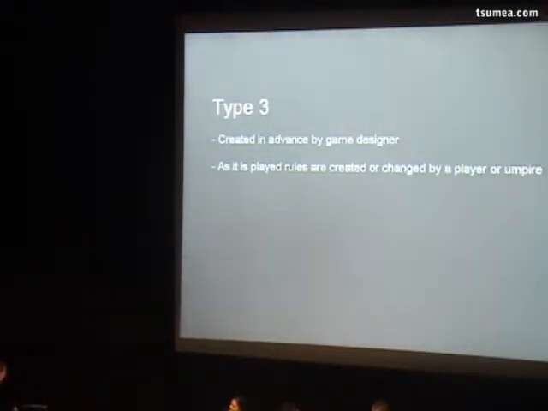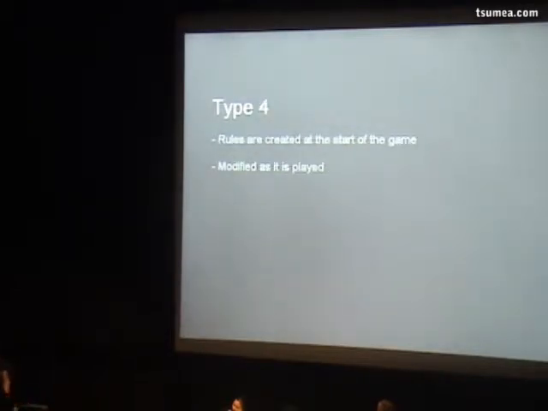For type 3, they're created in advance, but then as you play, the actual rules change or new rules are created. And he's using role-playing games as an example of a game like that. And for type 4, they're created at the start of the game rather than written in advance and then modified as the game is played. And he was using children's gameplay as an example where you just make it up on the spot and then you play it and you can change the rules, and it can be a sort of collaborative authoring effort of what the rules are.